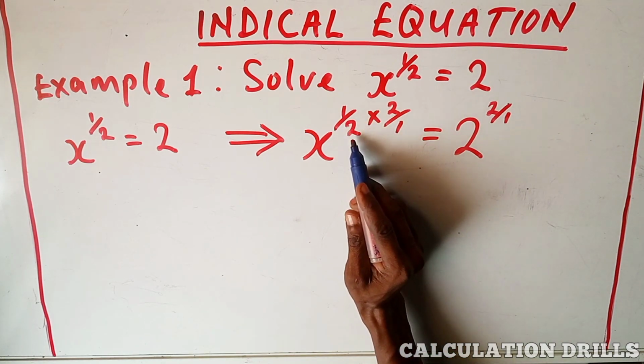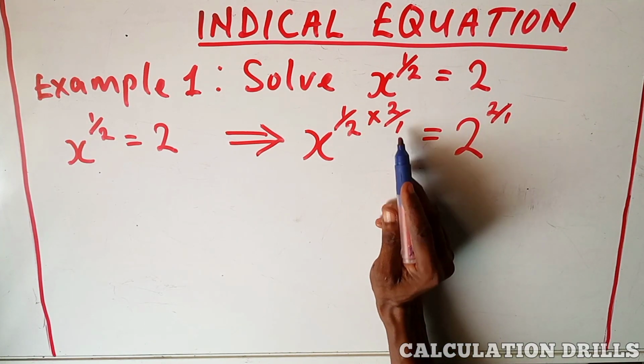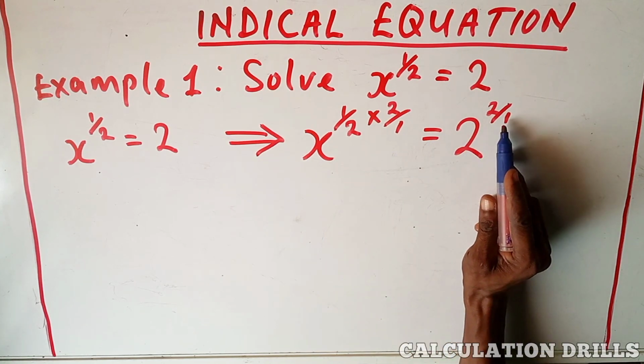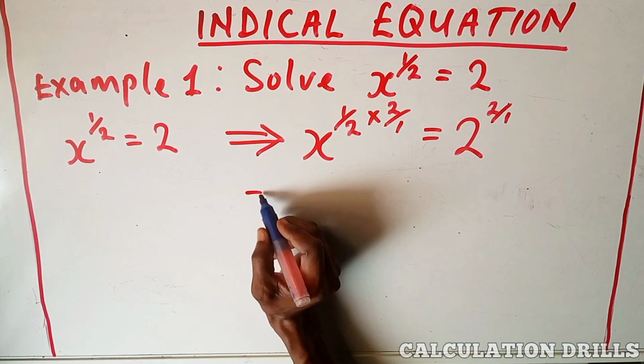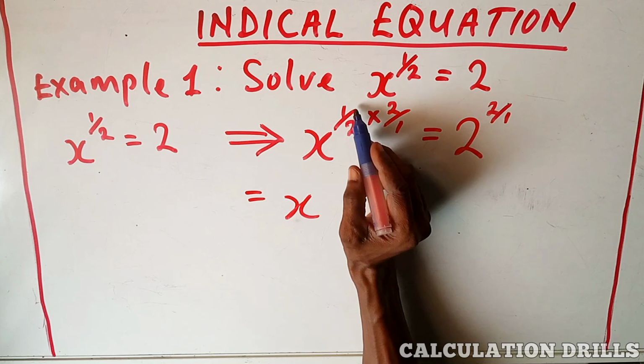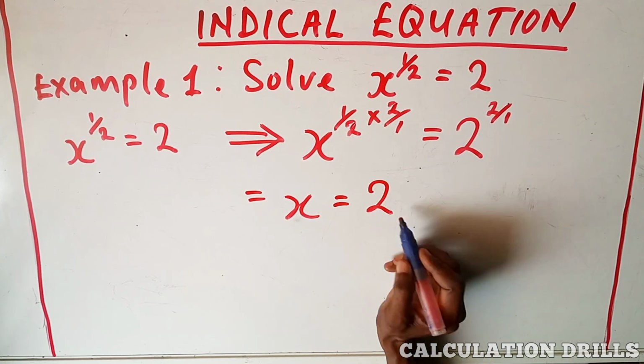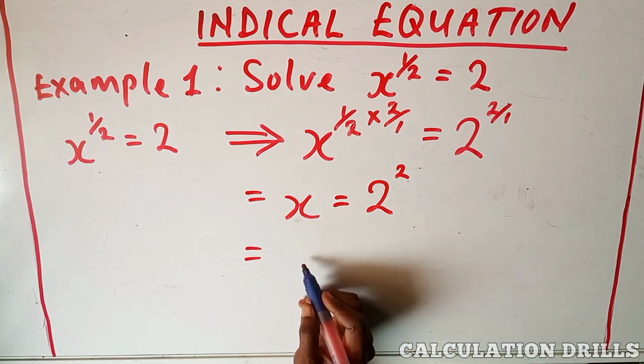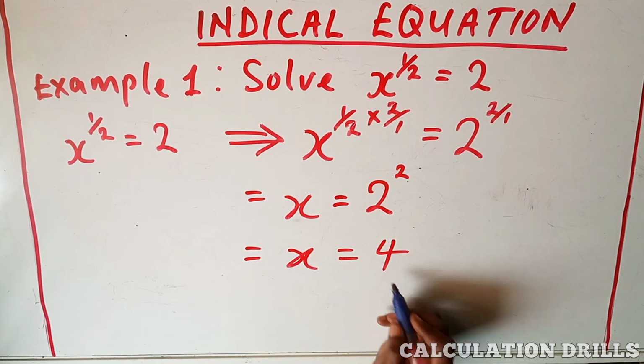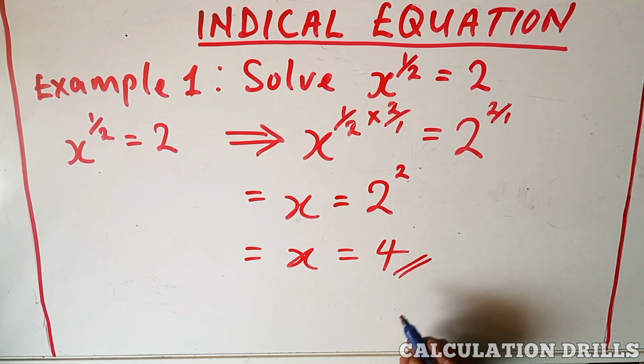So when we cancel the powers, 1 over 2 times 2 over 1, they cancel each other. So then x is equal to 2 raised to power 2, and 2 raised to power 2 is equal to 4. That is our final answer.